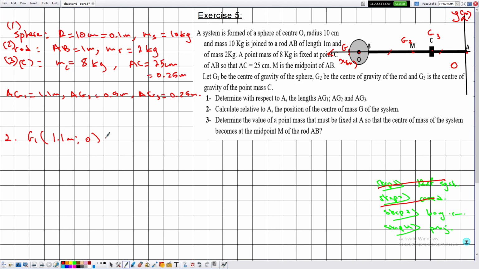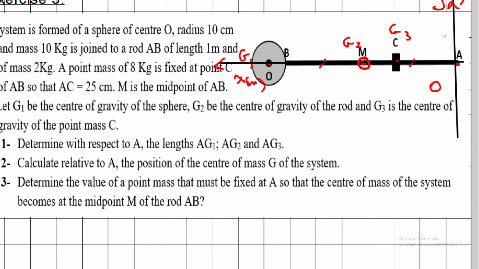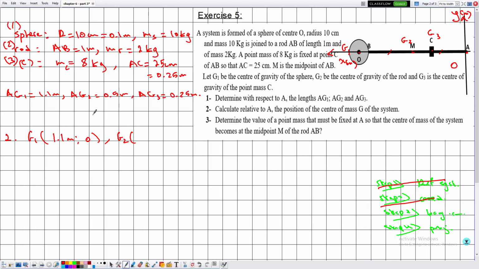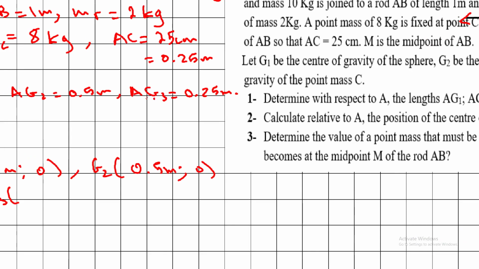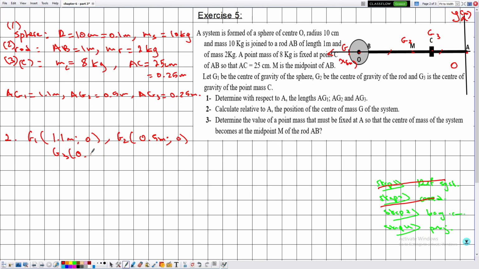As for G2, which is given by the point M, having an abscissa AM, notice that AM, which is AG2, is equal to 0.5. And as for G3, which is AC or AG3, in this case AG3 is given by 0.25 meters, and it doesn't have an ordinate. So we are done with step number 2.